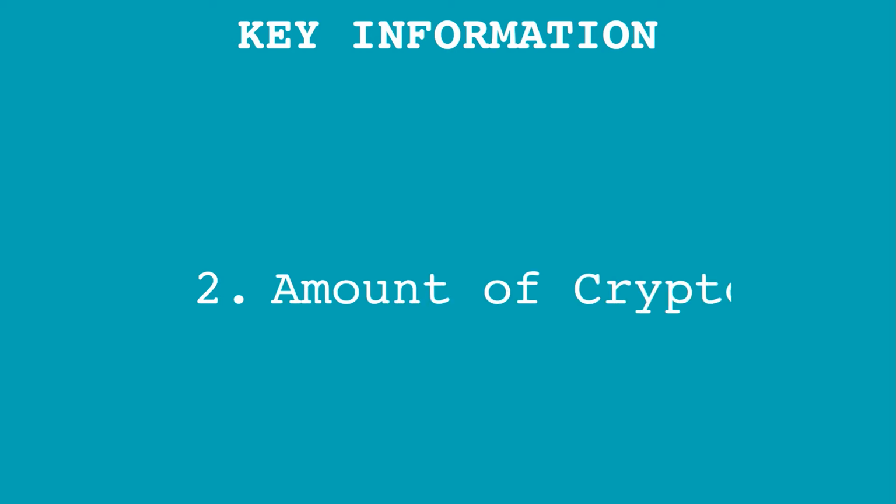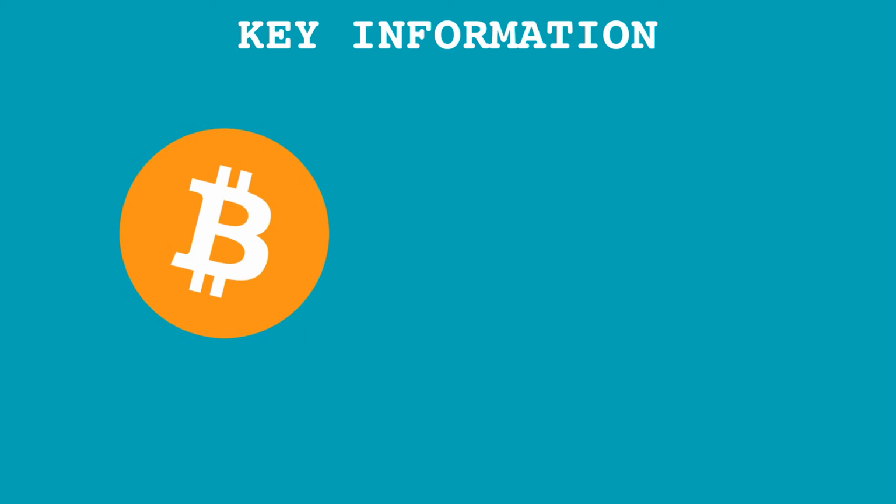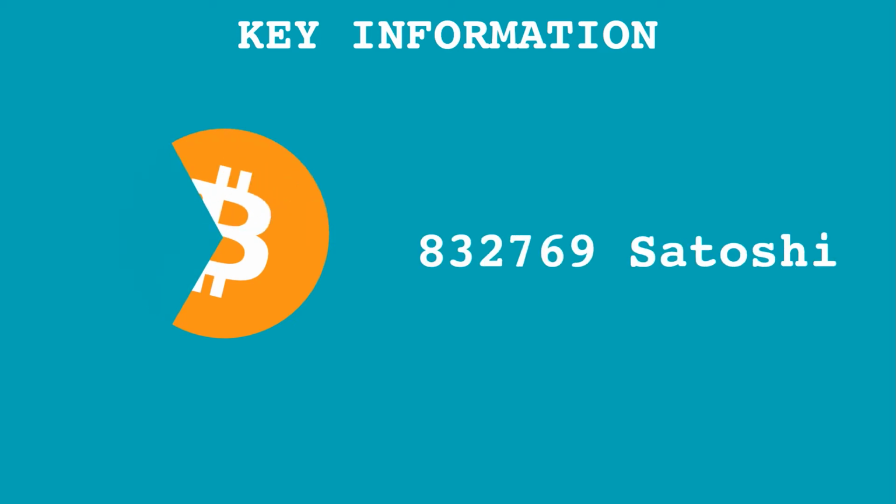The second piece we need is the amount of the cryptocurrency that was sold. So, if you're selling Bitcoin, like our original example, we would need to know how much Bitcoin you sold. This could be a fraction of a coin, say in Satoshi, but we need the amount of Bitcoin sold.